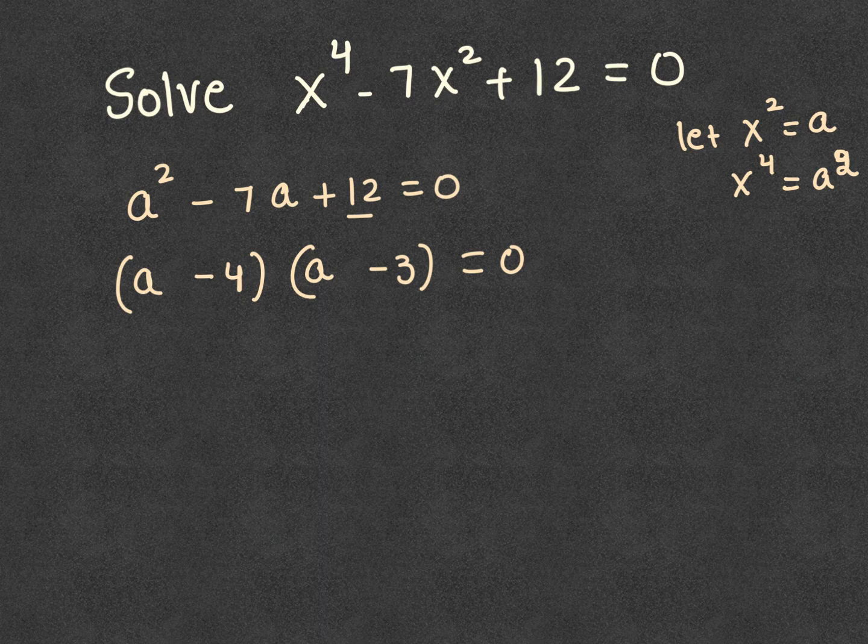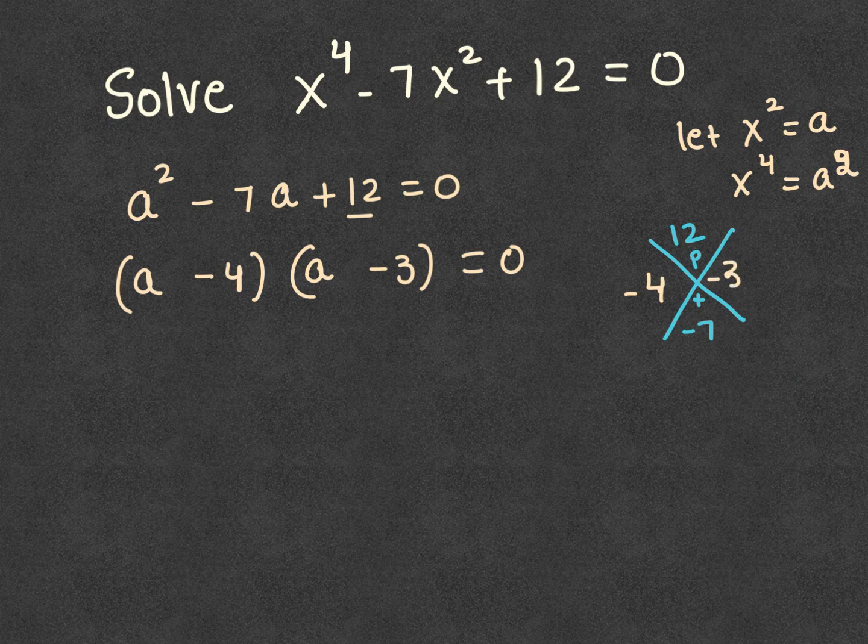We can also use the cross method. On the top of the cross is 12, which is the last number. On the bottom of the cross is the middle number, and that should be our sum. You're looking for two numbers that when you multiply, you get 12 as your product, and when you add them, you get -7. Those two numbers are -4 and -3.